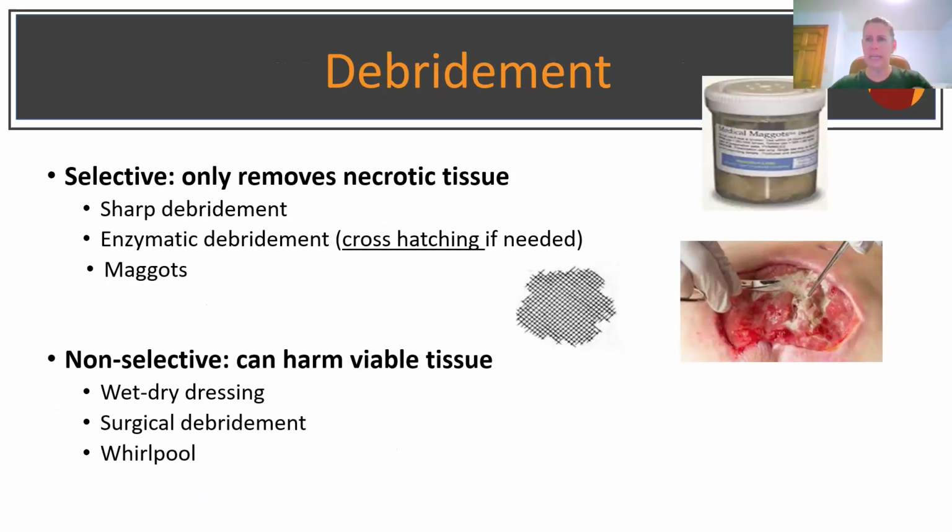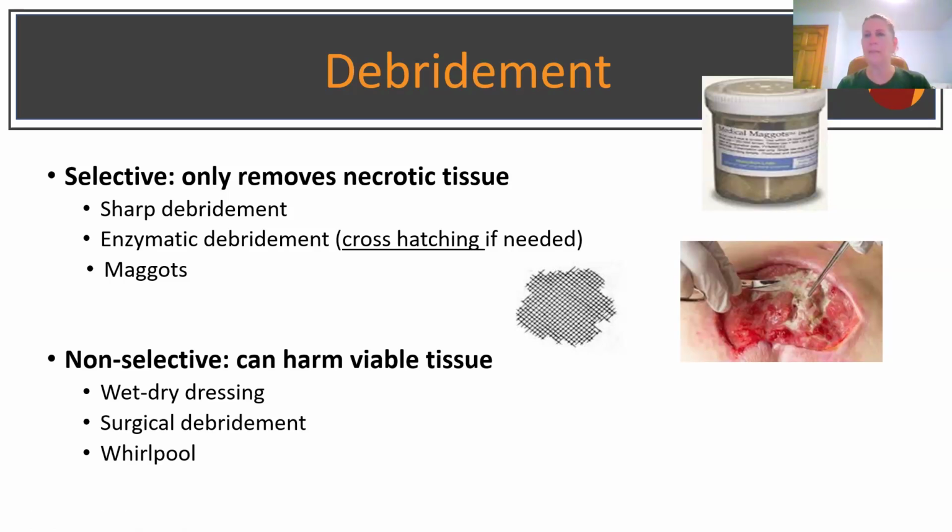If you do enzymatic debridement and you have thick sheet of eschar, that really thick, adhered, dried sheet of dead tissue, you can do what's called cross-hatching. I have a little picture down here. What you do is you take a scalpel and you do these grids across, and then you put your enzymatic debrider on there, that ointment, and that ointment gets down into the little crevices that you just cut into that eschar, and it helps break it up. So that's what cross-hatching is.